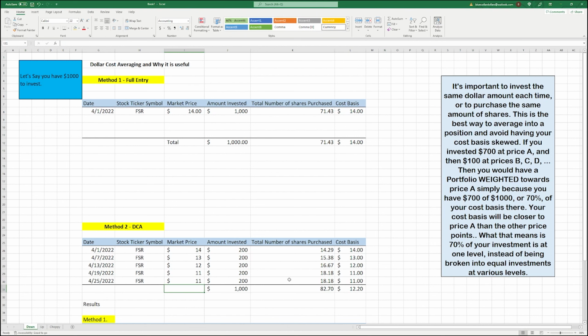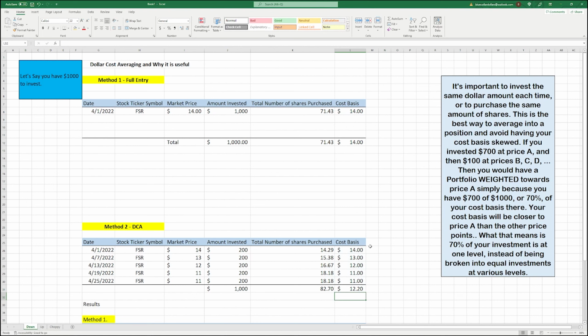Now in this scenario you can see that you've still invested $1,000, but you've ended up with over 10 more shares and a lower cost basis. So you have 82 shares as opposed to 71 shares, and a cost basis of 12.20 as opposed to 14. How that happens is you basically buy at these different points and it averages in, right? So this takes into account all of these cost bases. We'll just average these out, and you go, well, how does that work?